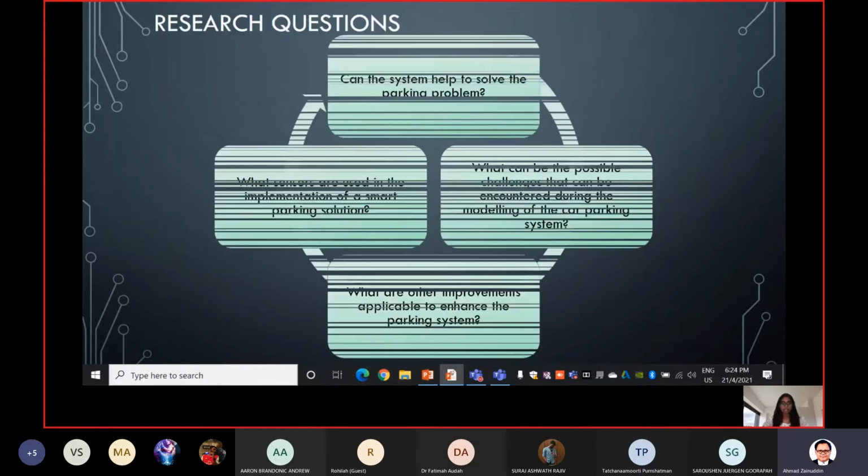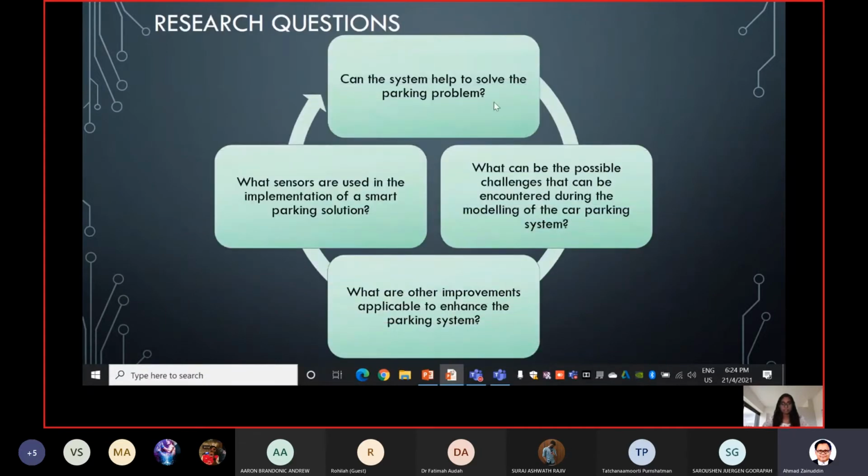The research questions are: can the system help to solve the parking problem? Next, what can be the possible challenges that can be encountered during the modeling of the car parking system? What are the other improvements applicable to enhance the parking system? And finally, what sensors are used in the implementation of a smart parking solution?